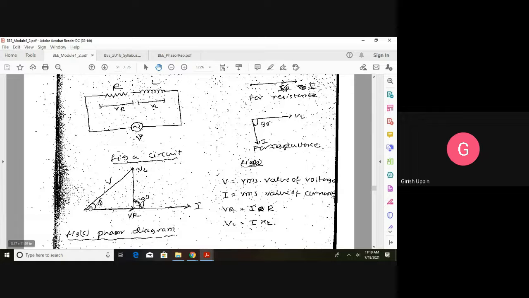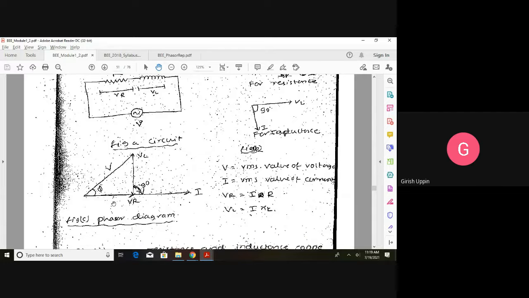I have VR and I'm rotating. Just imagine this is rotated through 90 degree. I would be x-axis and VL would be y-axis. You join it here, I and VL. So make sure that the relation is correct. VR is the voltage across the resistance and I, both are in phase. And VL is the voltage across the inductor, and current I lags this voltage by an angle 90 degree. Now this is VR, this is VL. If we join these 2 points, this is nothing but the RMS value of the applied voltage V.